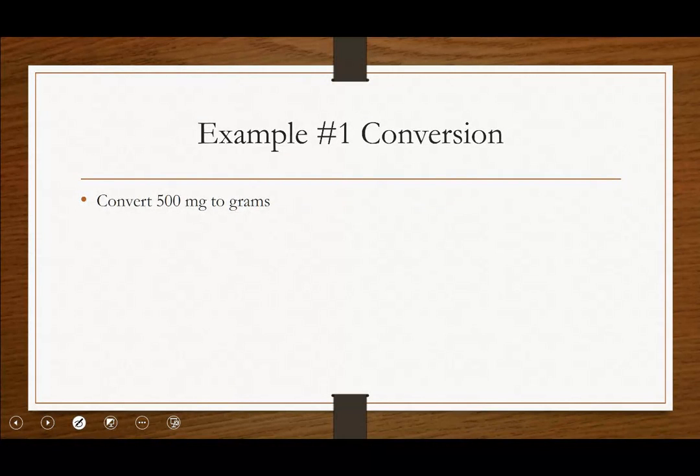In the first case, we're asked to convert 500 milligrams to grams. One thing we need to understand is the equivalence between the two. In our case, we would say that 1 gram is equivalent to 1,000 milligrams. The SI prefix here, milli, meaning 1,000, is one way to remember this. So the prefixes of some of these units can be helpful in remembering what the equivalence should be.